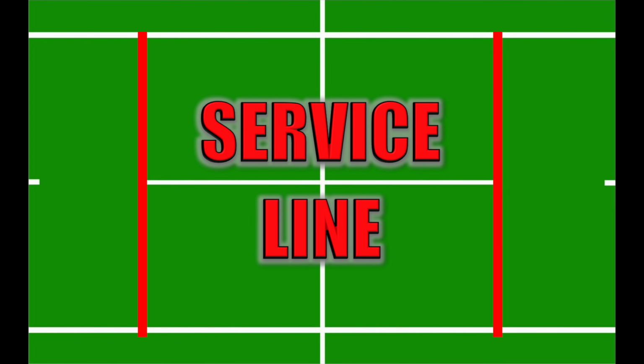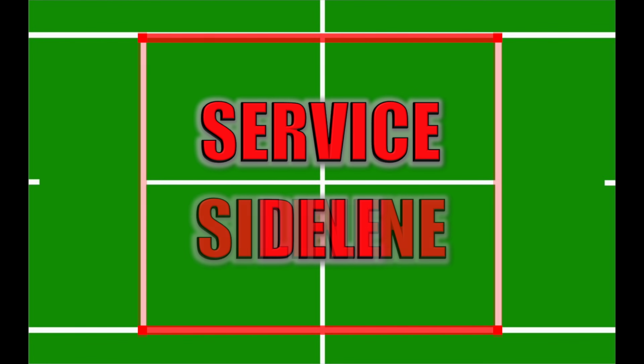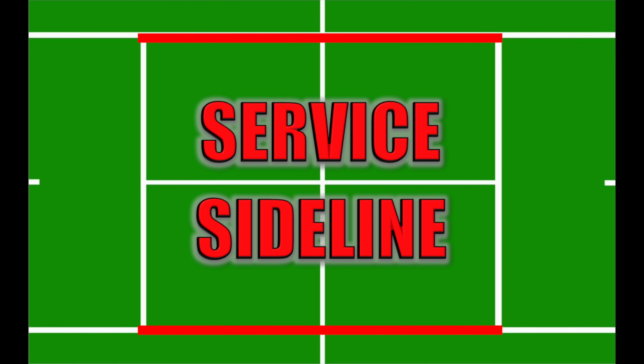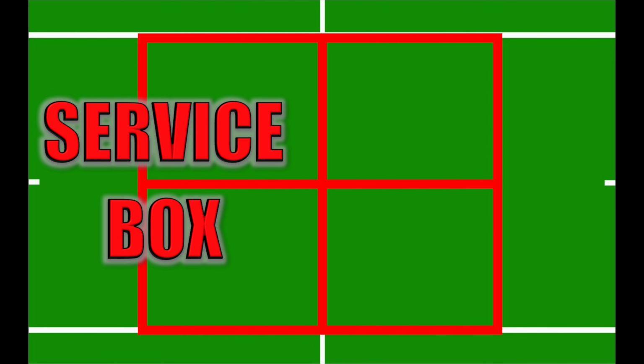Running parallel to the net then is the service line. There's a service line for each side of the court, and along with a service sideline, the service sideline runs perpendicular to the service line. When you put the service line and the service sideline together, you get the service box. So there are 4 service boxes on a court. This is where you must serve the ball into. Depending on which side of the center mark you're standing on, you must serve the ball into the opposite service box for it to count.